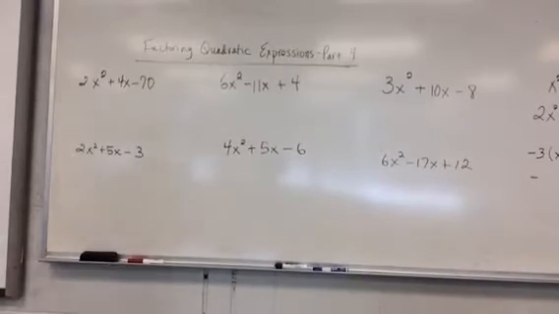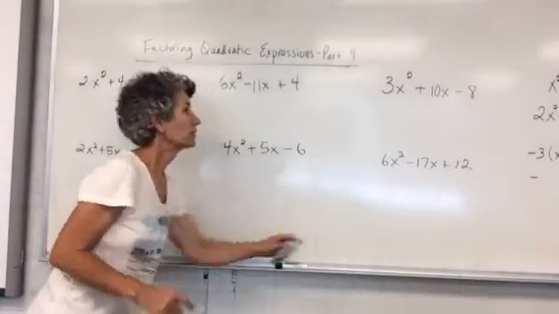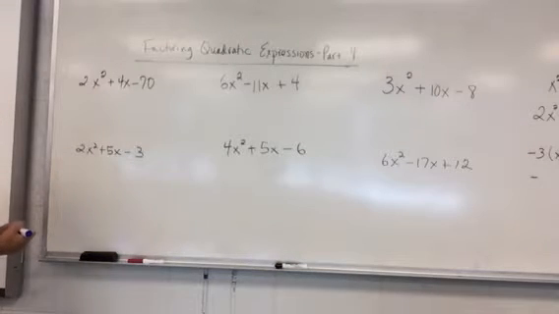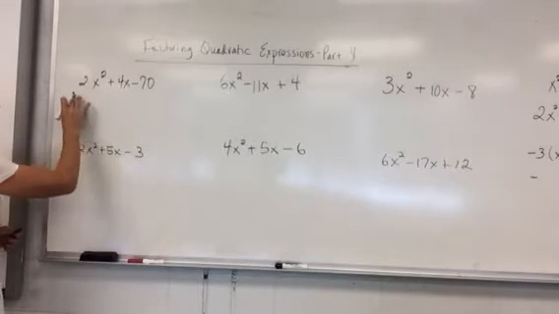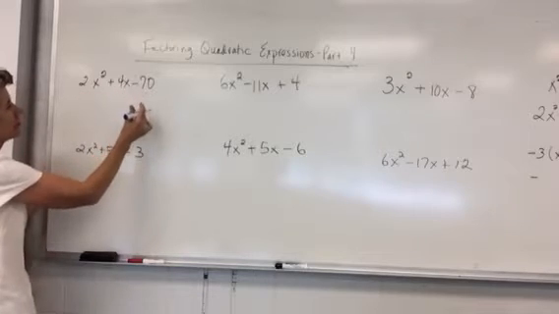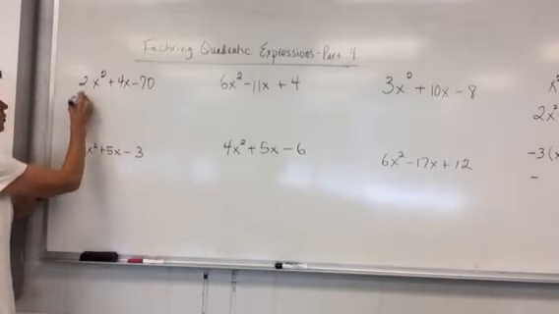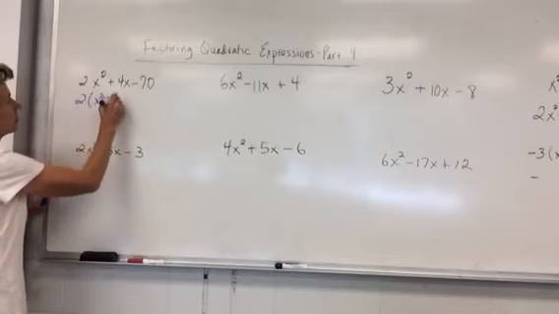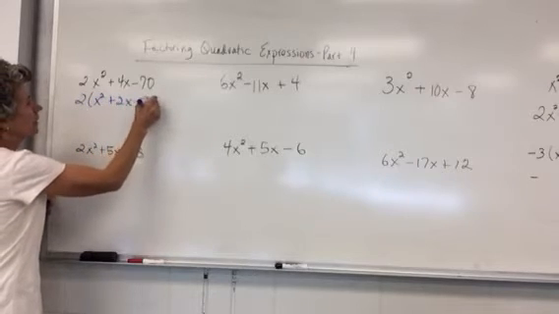Okay, factoring quadratic expressions part 4. This is the last one. So take a look at this one: 2x squared plus 4x minus 70. That has a GCF of 2. Let's take a 2 out, and we have x squared plus 2x minus 35.